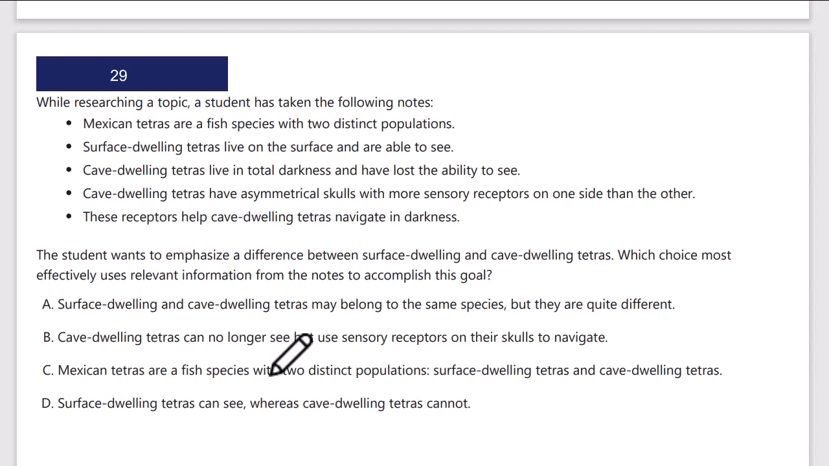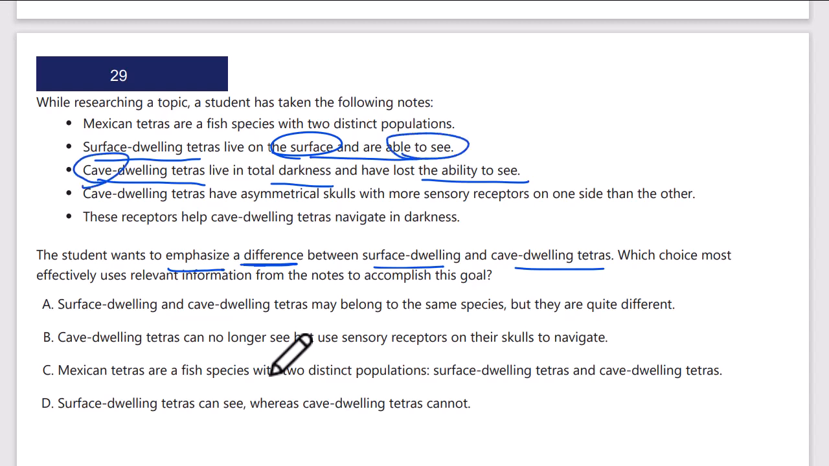The student wants to emphasize a difference between surface-dwelling and cave-dwelling tetras, whatever a tetra is. So Mexican tetras are a fish. There we go. A species with two distinct populations. Surface-dwelling tetras live on the surface. They can see. Cave-dwelling tetras live in darkness and have lost the ability to see. So we want the differences between these tetras. Well, one lives on the surface, the other in essentially caves. One can see, the other has lost the ability to see.